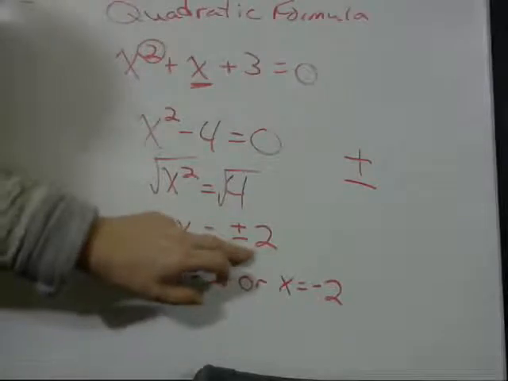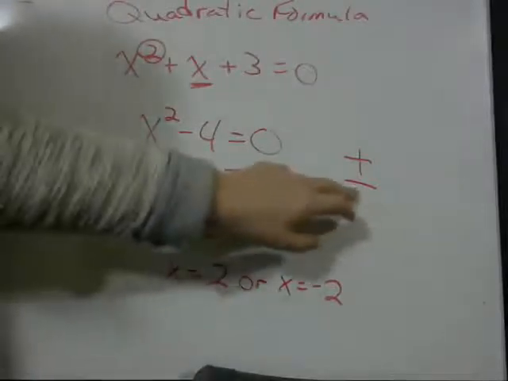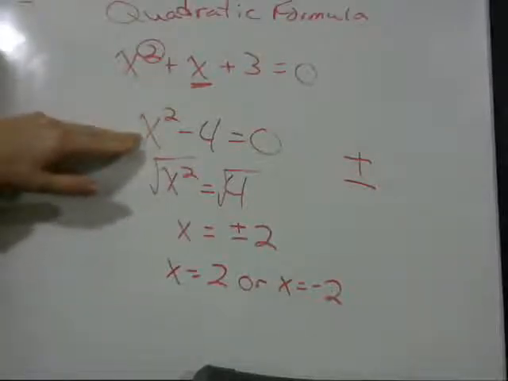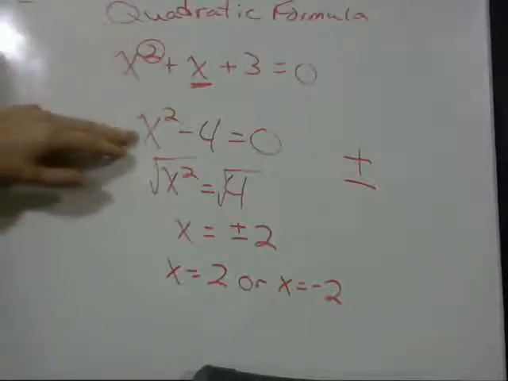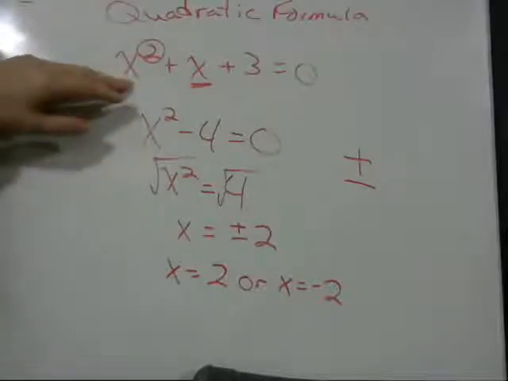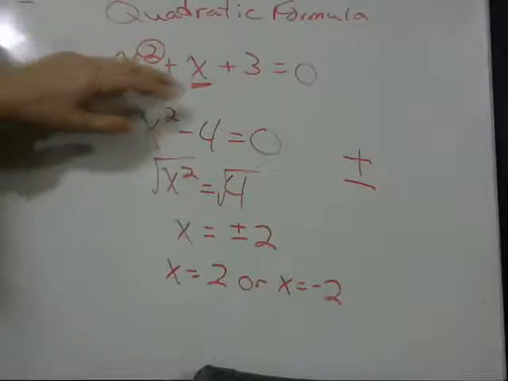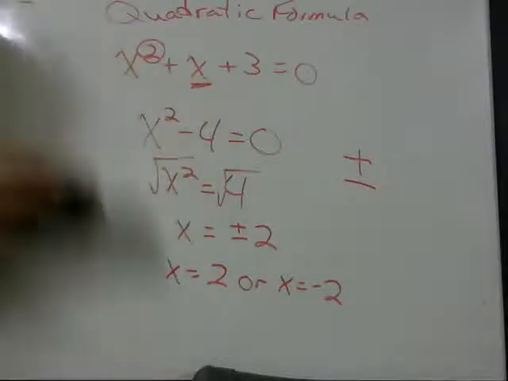The shorthand is to write this plus or minus symbol, and that's the symbol you're going to see in the quadratic formula. So remember, if you just have an equation like this, don't use the quadratic formula, just solve it algebraically. What we're talking about for the quadratic formula is when you have an x squared and an x in your equation.